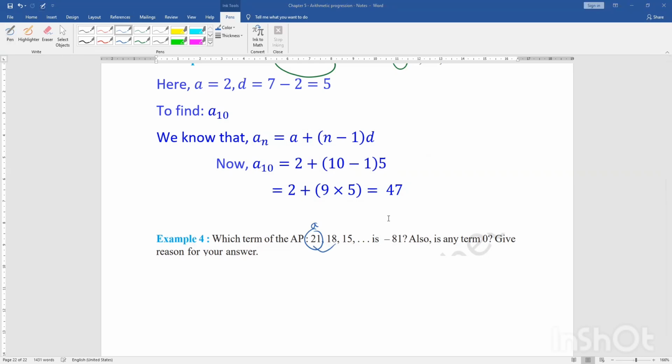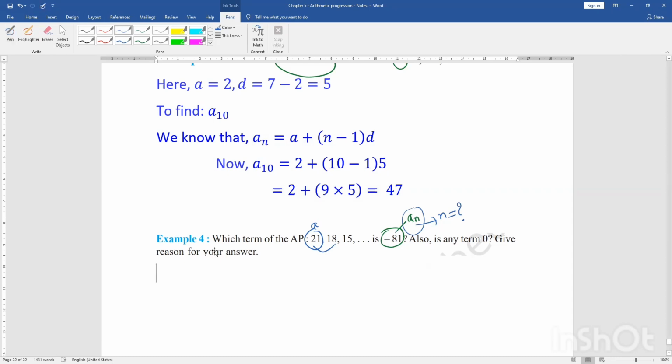And then what else is given? They told which term of an AP is minus 81, correct? That means you have to take minus 81 as An. When they ask like that, you have to find out the value of n. Okay, children, so from this, what we need to find out is the value of n.